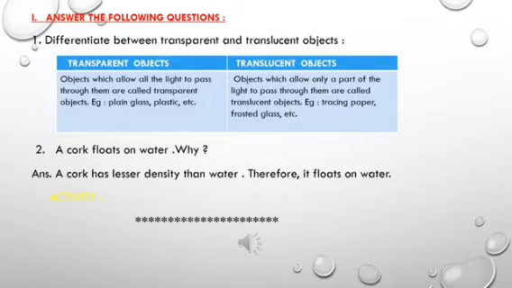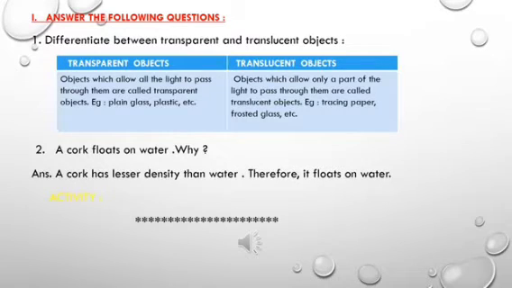Second, answer the following questions. First question, differentiate between transparent and translucent objects. Transparent objects: objects which allow all the light to pass through them are called transparent objects. Example, plain glass, plastic, etc. Translucent objects: objects which allow only a part of the light to pass through them are called translucent objects. Example, tracing paper, frosted glass, etc.